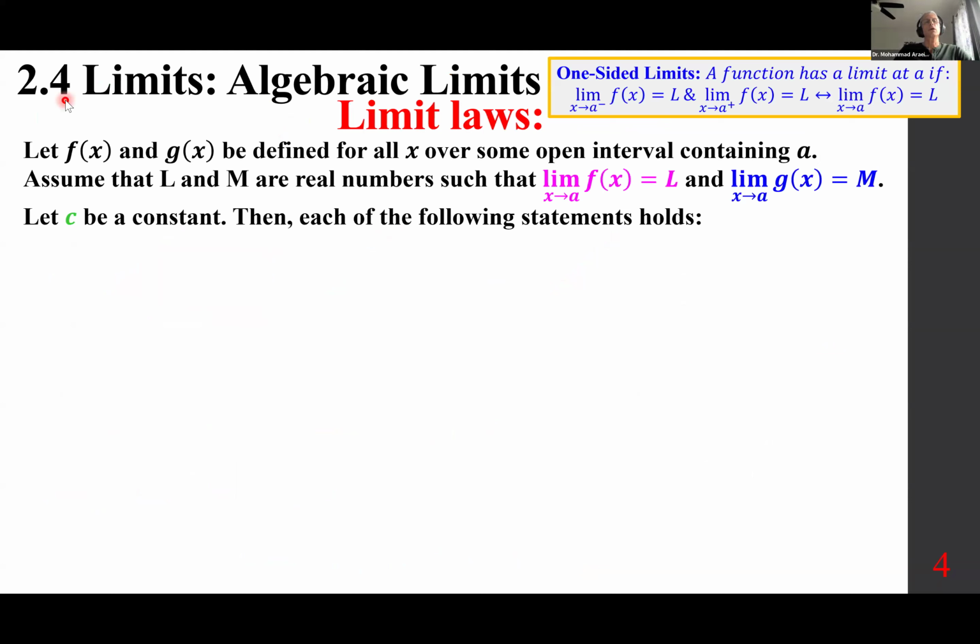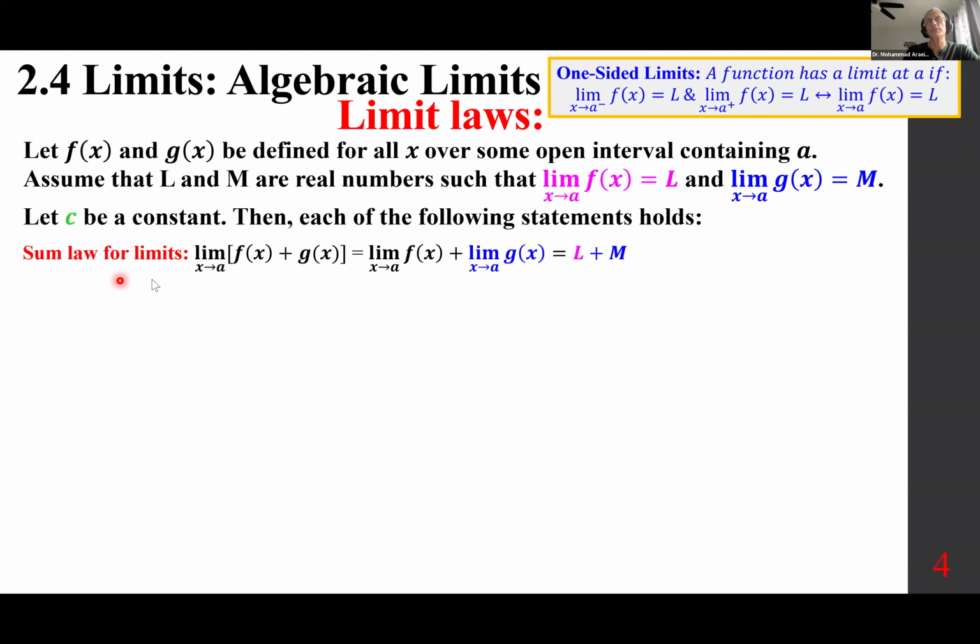And now section 2.4, limits, algebraic methods. I'm going to remind you of limit laws we discussed in the case of the sequences. So let f of x and g of x be defined for all x over some open interval containing a. Assume that L and M are real numbers such that the limit of f of x as x approaches a is L, and the limit of g of x as x approaches a is M. And let C be a constant, a number. And then each of the following statements holds.